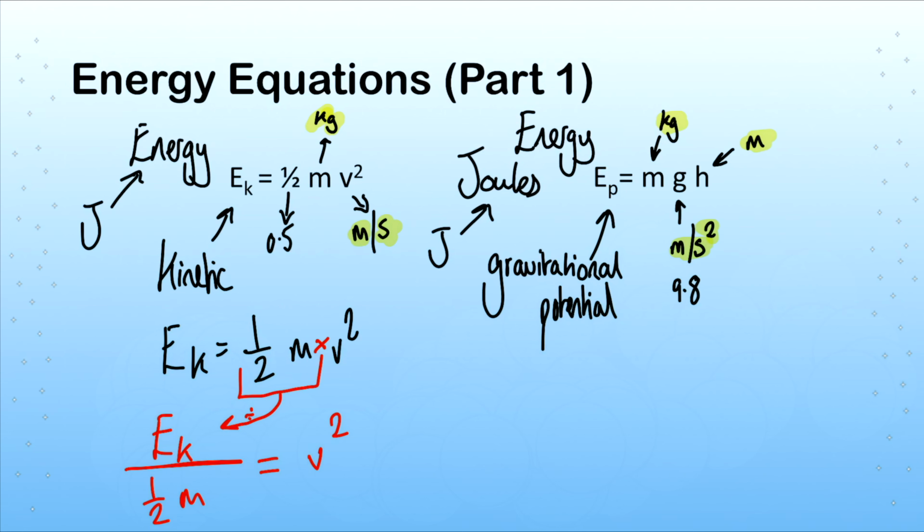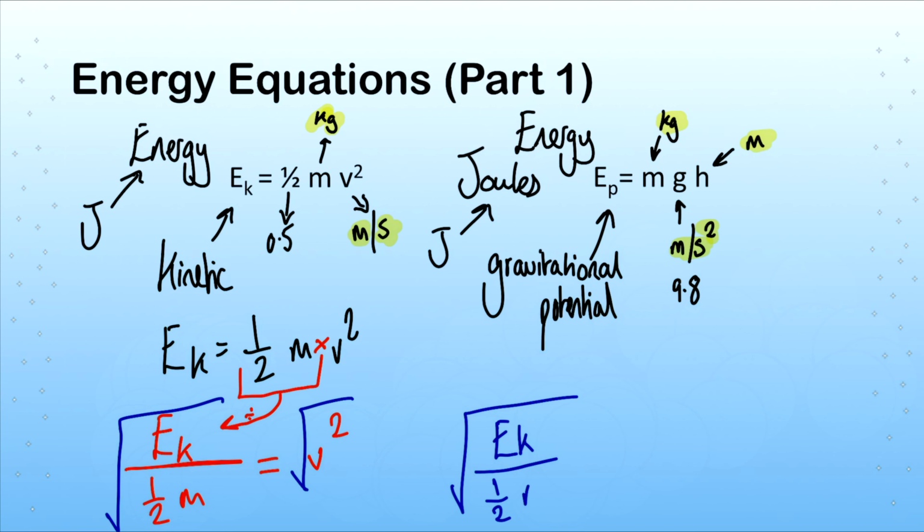So to make it the subject of just v, we need to square root everything. So we'd end up square rooting this left side and square rooting the right side, which leads us to the square root of Ek over half m equals v. And that's really as difficult as a rearrangement as you're going to get. It shouldn't be any more difficult than that.